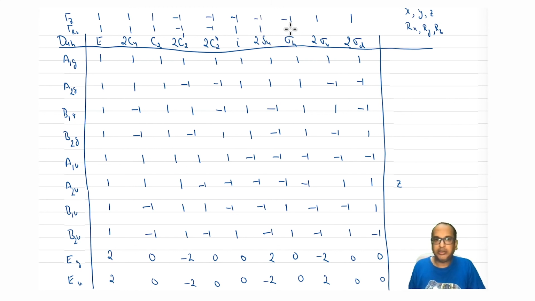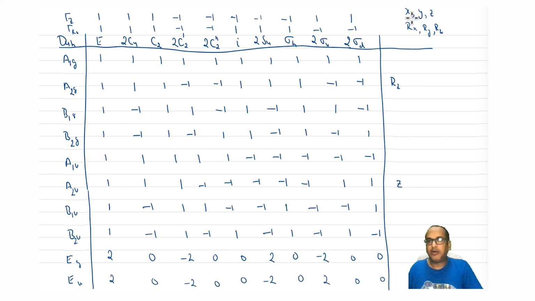For sigma h, this is sigma XY. So in that case, Z will go to +1, and RZ will go to +1, right? Then you have sigma v. Sigma v basically contains the Z axis, so that means this will be -1, and this will be -1. So this tells me that this is the representation for A2g. Right? So I can say RZ is forming the basis here.